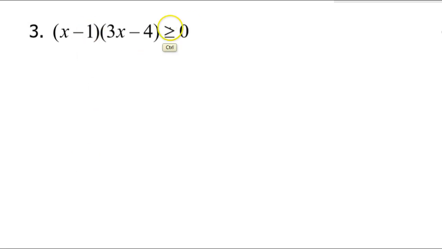So again, for number 3, I'm going to start by solving the related equation. And setting each of these equal to 0, I get the critical values, x is equal to 1 and x is equal to 4 over 3, all right, which is approximately 1.3. So I will use this to set up my number line.